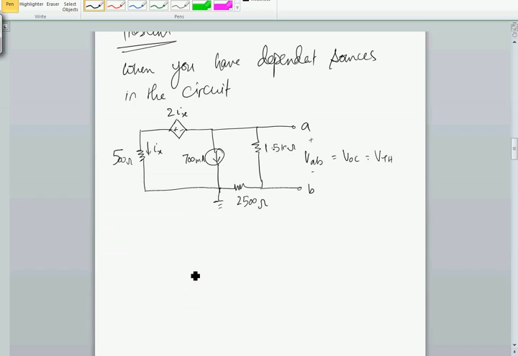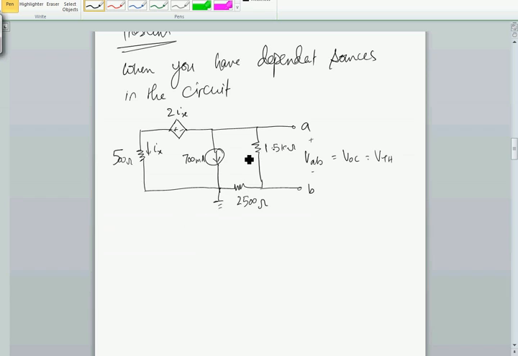To find VAB, let's see which method we can use. We can use mesh analysis, we can use nodal analysis too. If we use nodal analysis, we have one node here and one node here. You can find the values of A and B and subtract them to find the open circuit voltage. If we use mesh analysis, we have one mesh, two meshes, and we have to write the third equation.